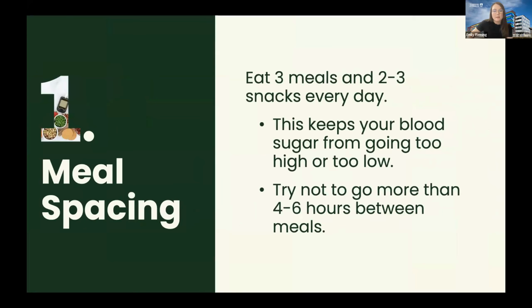So first, let's look at meal spacing. When I say meal spacing, I'm referring to the number of meals and snacks you eat throughout the day, as well as how often you're eating. So the first thing that we want to think about is trying to eat 3 meals and 2 to 3 snacks every day, and try not to go more than 4 to 6 hours between eating. This keeps your blood sugar from going too low or too high.